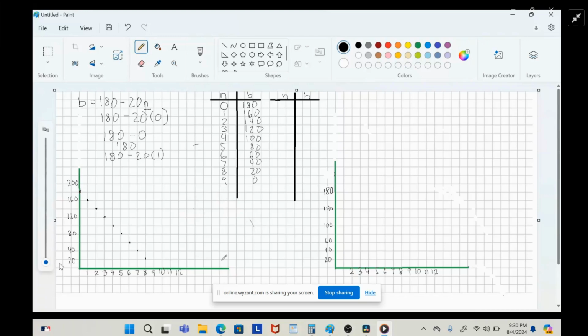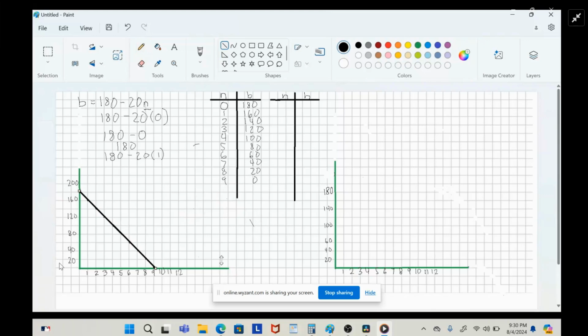You'll notice I'm using the Paint program. It's actually quite a lot easier to write on with the digital pen than the Wyzant board. Okay, now if I connect the dots, I'll end up with that function, that graph of the function. So that takes care of part B of the question.